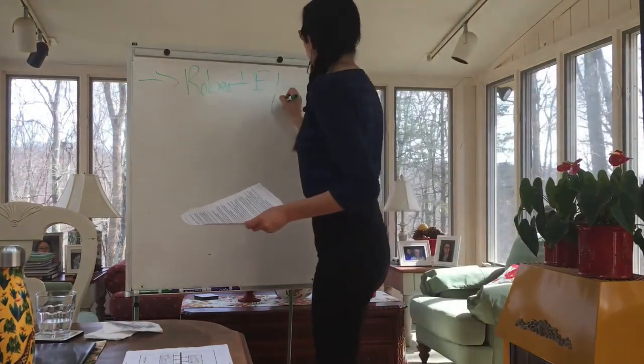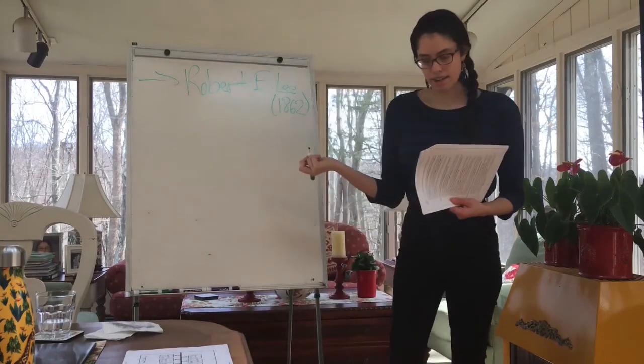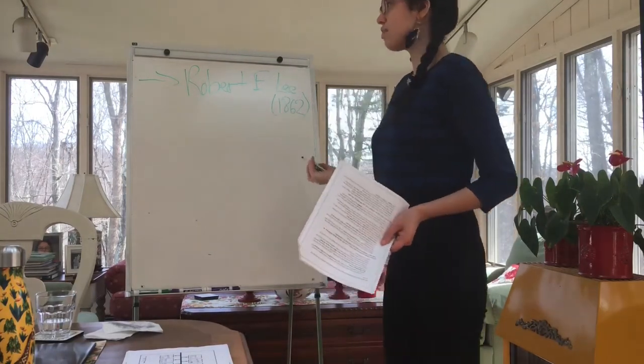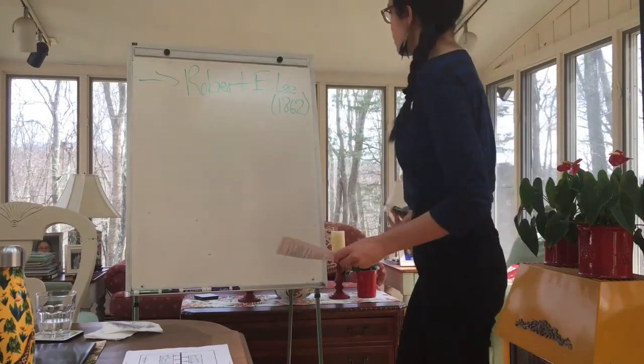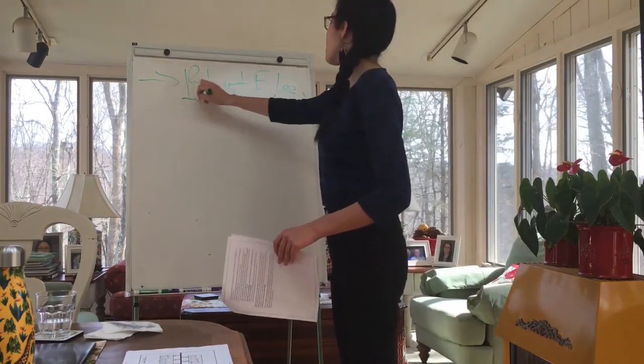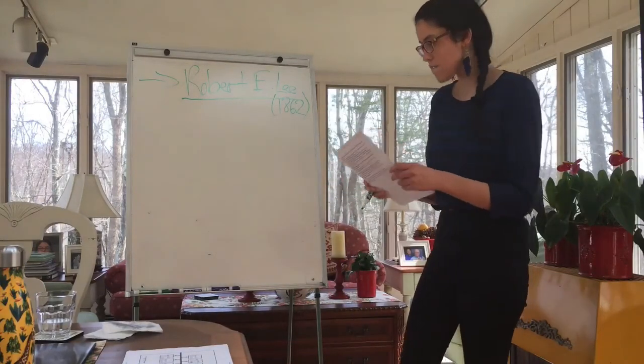So he officially takes control of the Confederate Army in 1862. He didn't start out as its commander-in-chief, but he takes control. And unlike the Union Army, which, like I just said, switches generals multiple times, the Confederacy remains under the leadership of Robert E. Lee for the rest of the duration of the war.